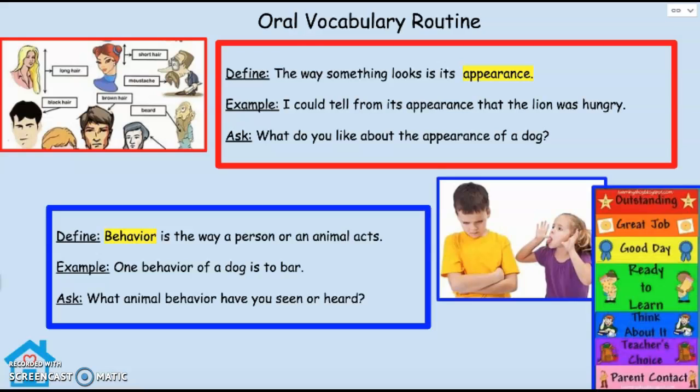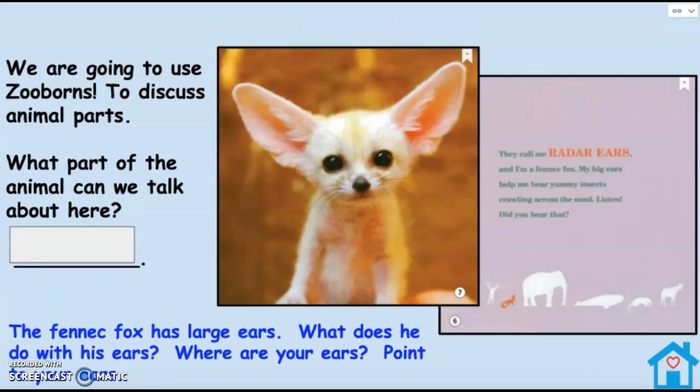Now, if you have not listened to the story, the next two slides may spoil a couple of pages, but you'll be just fine. Now, the story Zooborns that I told you is on Wonders for you to listen to has different baby animals in the zoo. So we're going to use that story to discuss animal parts today. So I have a couple of pages we're going to talk about. Let's look at this picture.